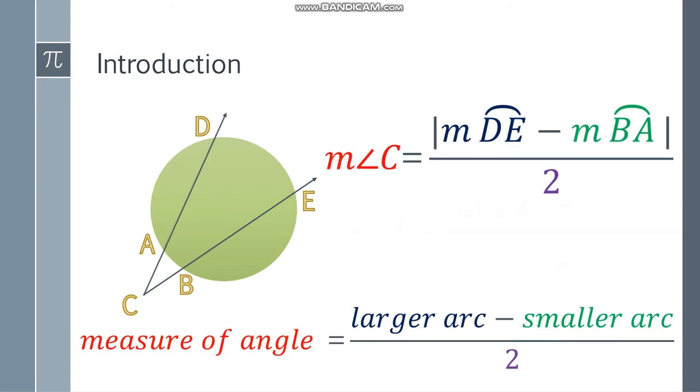Or in other words, if you just want to remove the absolute value, just remember: larger arc minus smaller arc. Again, this is for the intercepted arcs, and the answer will be divided by 2, and you will get this angle.